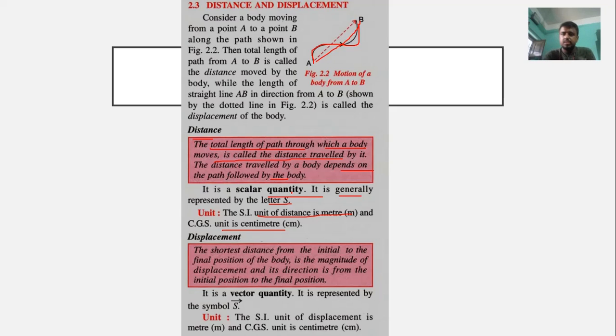The shortest distance from the initial to the final point is the magnitude of displacement, in a direction from the initial to the final position.